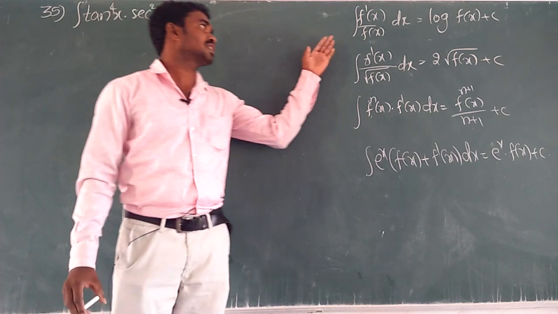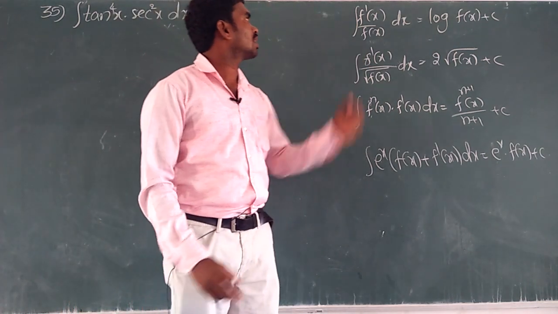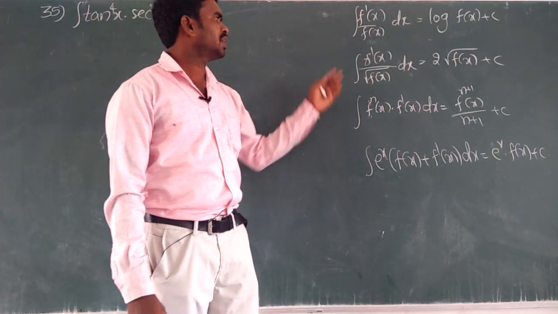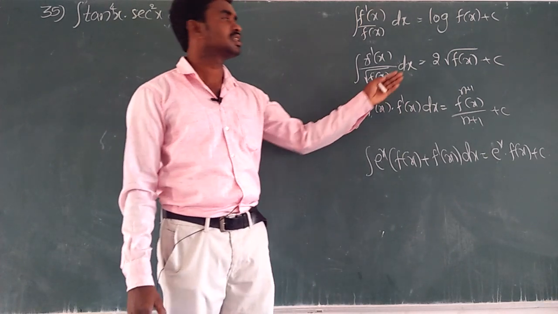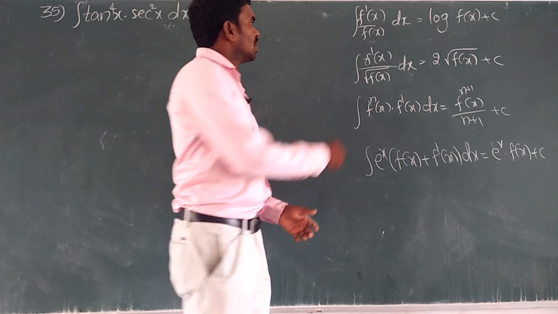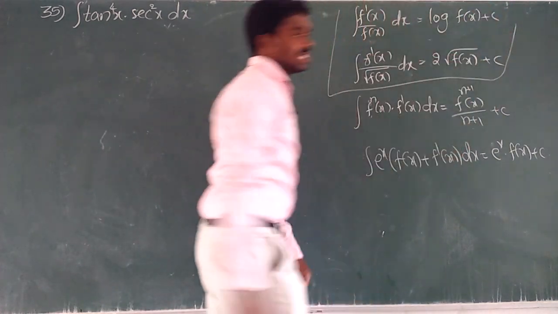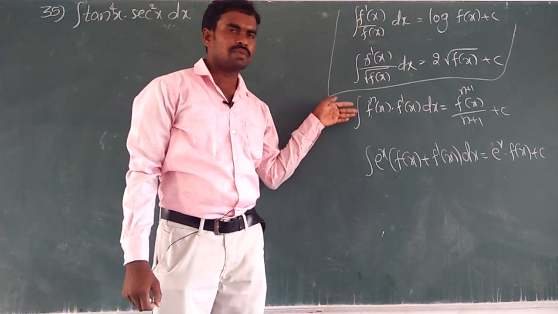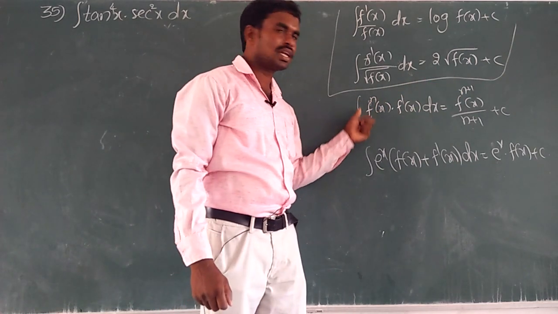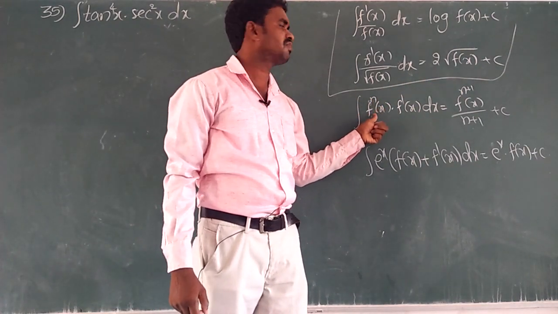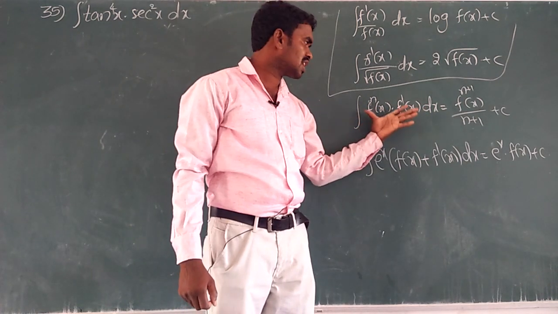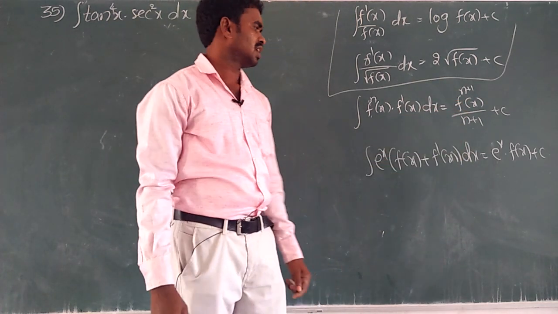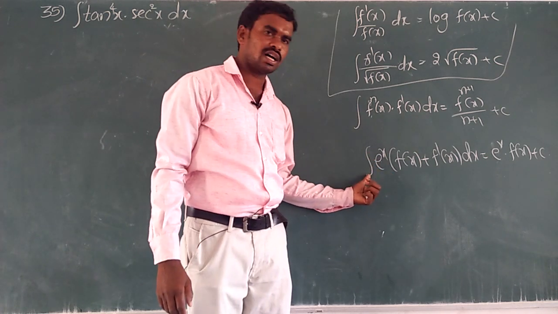Before that, in the previous part we have seen some formulas. Integration of f dash of x by f of x dx is log f of x, and integration of f dash of x by root f of x dx is 2 into root f of x. On account of these two formulas, some problems were solved in the previous part. Now, the problems based on the formula integration f power n of x into f dash of x dx. In this type of problem, the formula is f power n plus 1 of x by n plus 1 plus c.